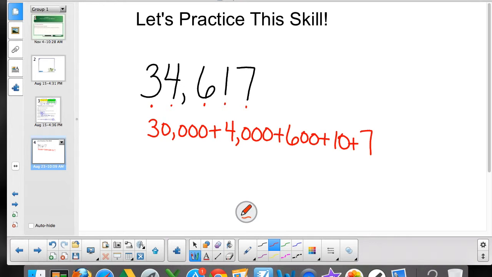So we have 30,000 plus 4,000 plus 600 plus 10 plus 7. That's our number in expanded form. So that's our lesson on place value.